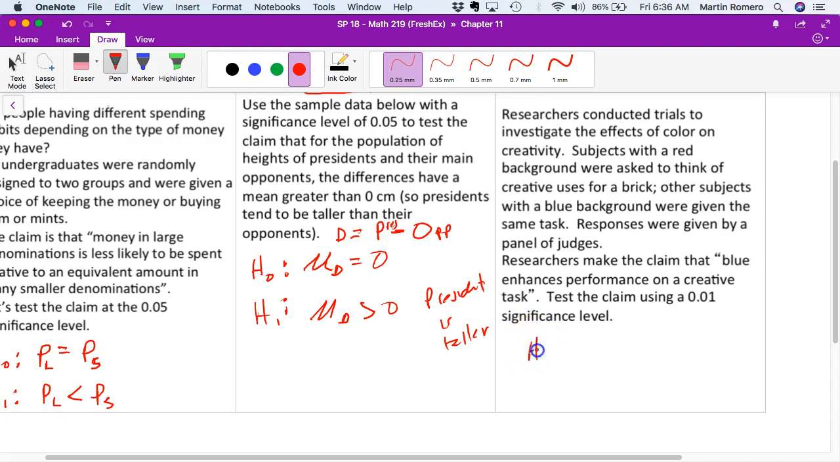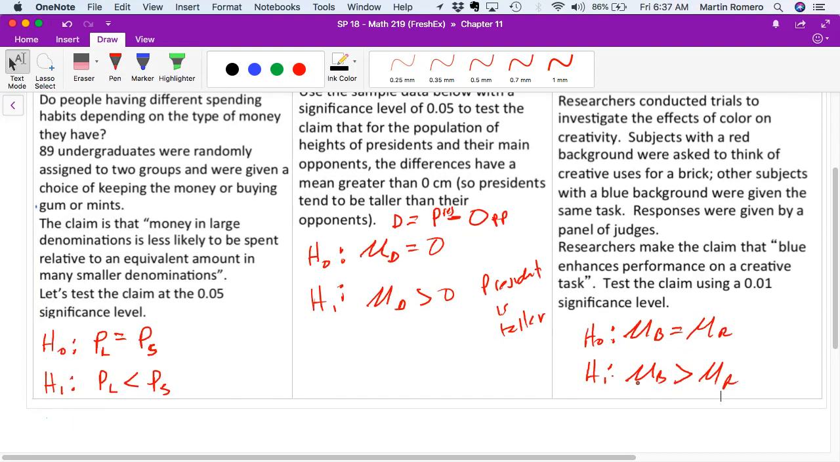In this case, the null hypothesis, which again means no effect, is that the mean for blue would be equal to the mean for red, their level of creativity. The claim is that blue enhances, which means that blue's creative performance is greater than red.